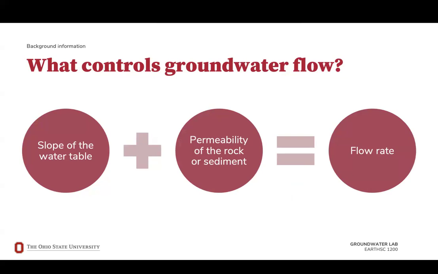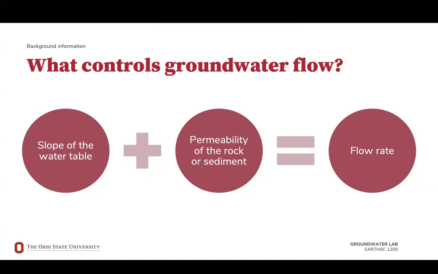Groundwater flow is controlled by a combination of factors that influence the movement of water through aquifers. One of the primary factors is the hydraulic gradient, which is the difference in hydraulic head between 2 points. Water flows from areas of high hydraulic head to areas of low hydraulic head. Permeability also plays an important role in groundwater flow.